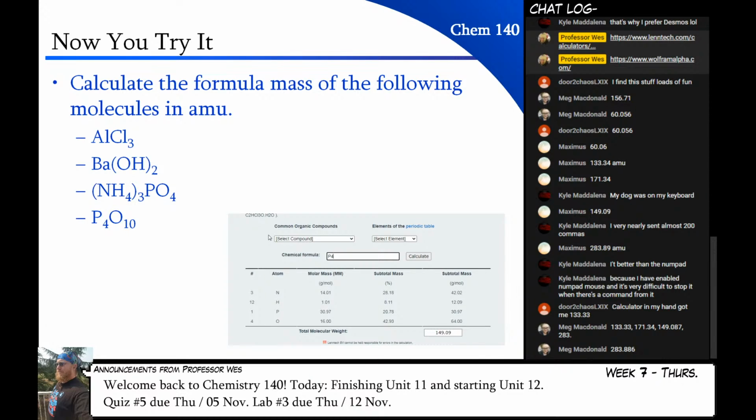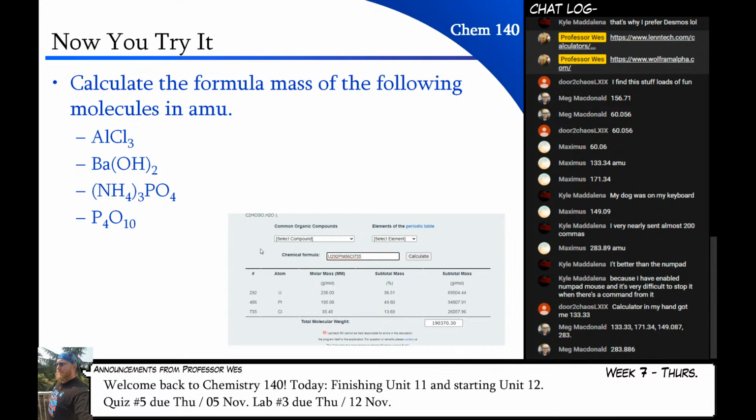And tetraphosphorus dioxide, 283.89. And you could do literally any combination that you want to. So I could do uranium 292, platinum 486, chlorine 735.